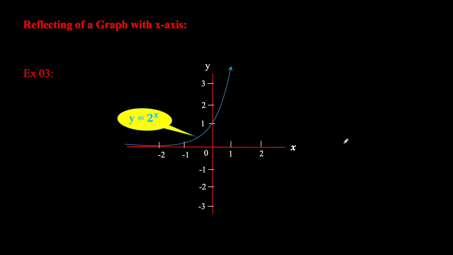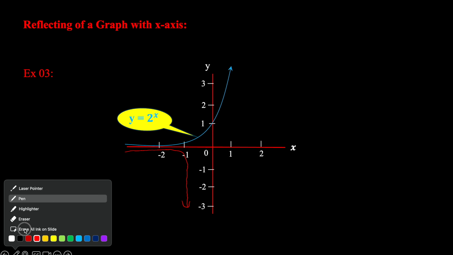Let's see the third example, with reflecting a graph about the x-axis. This is our function, y is equal to 2 to the power x. This is an exponential function, okay? It is above the x-axis, right? So I want to take it down and make it like that, okay? For this case, I need to do some operations.